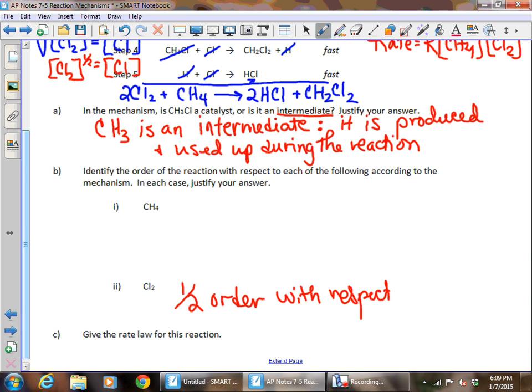I tried to Google that and I ended up with half orders of French fries and half orders of onion rings. It didn't tell me what the half order was.